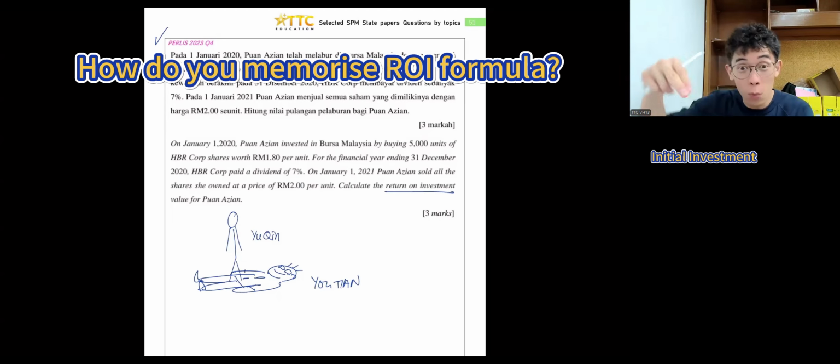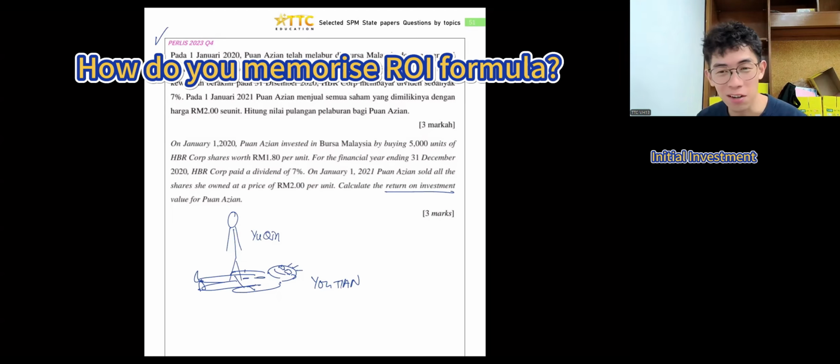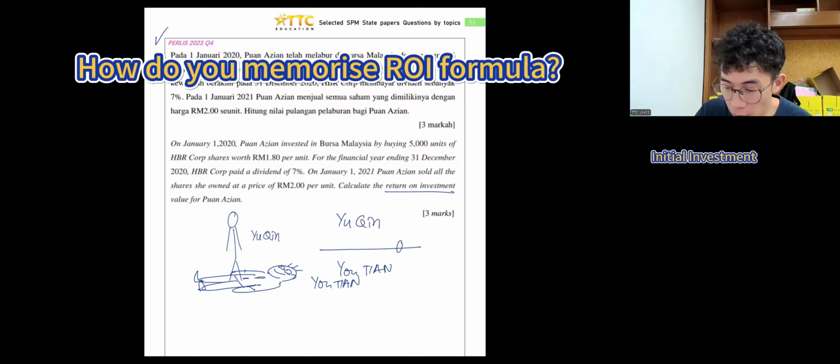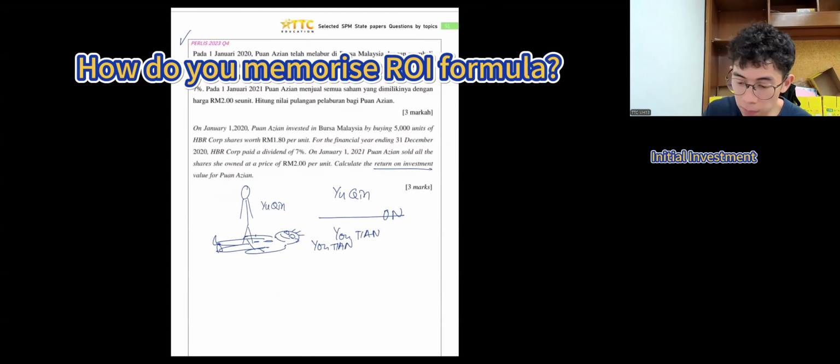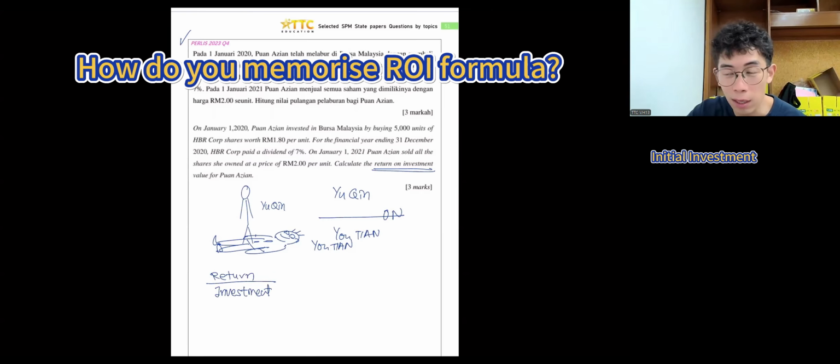Not over. You cannot step over your boss. So Yuqin is on Yu Tian. Correct. Same thing: if they mention the words return on investment, it will be return on top over investment. Yu Tian is the one that invests in the company, and Yuqin is the one that gives the return to Yu Tian. So return on investment, the on is actually on top, times 100%.